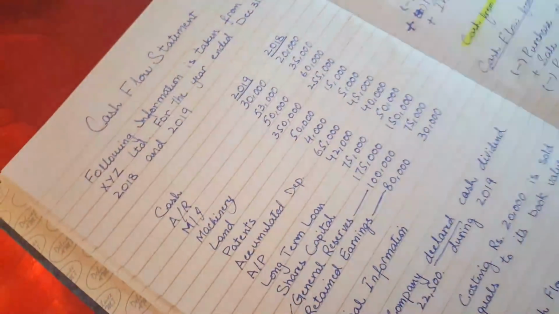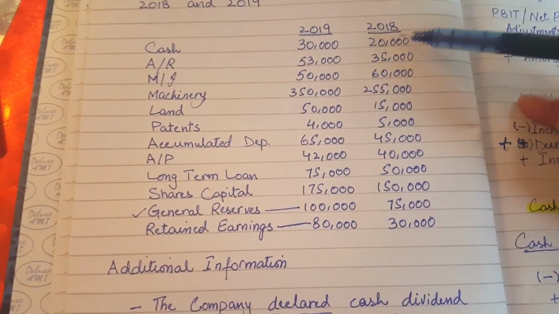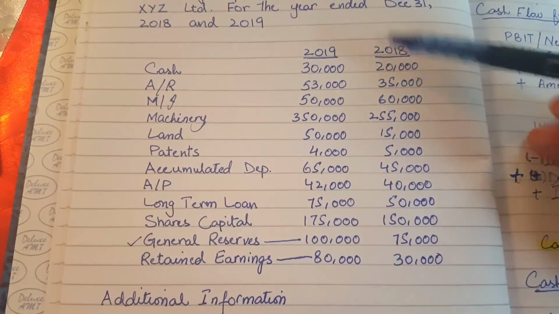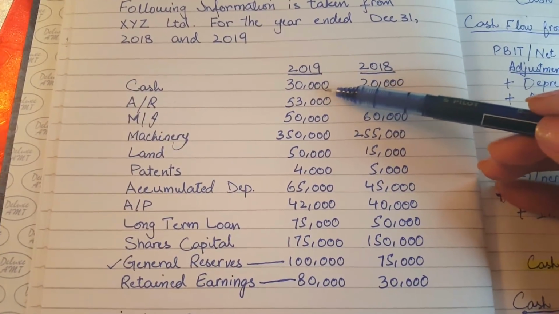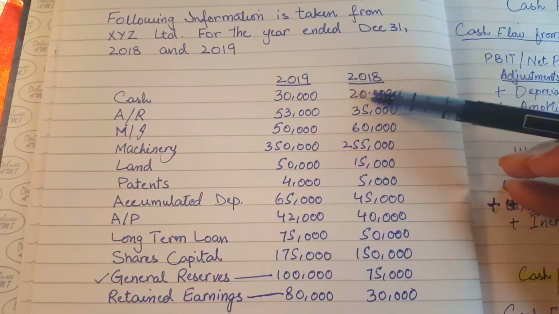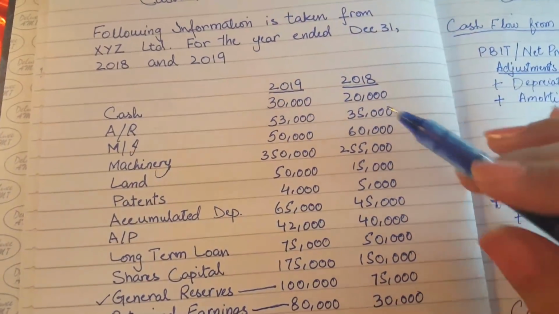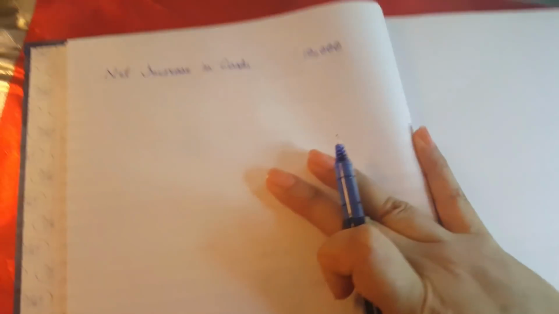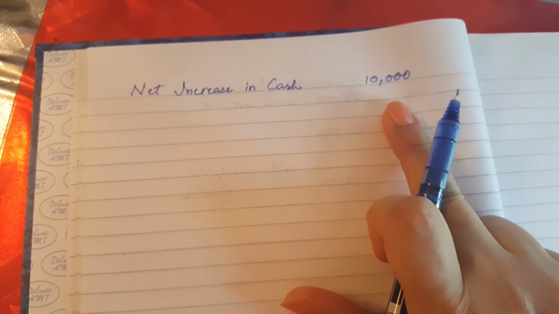Now let me show you. If we see, the opening balance of cash is 20,000 and the closing balance of cash is 30,000. It means there is an increase of 10,000. Okay, so this should be the same amount when we calculate net increase in cash. It is also 10,000.